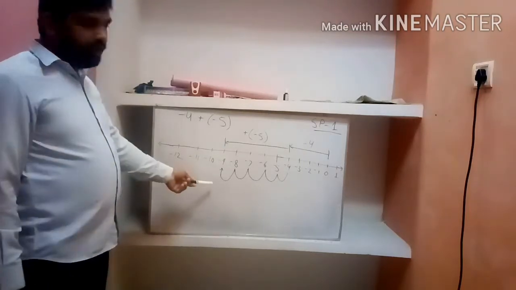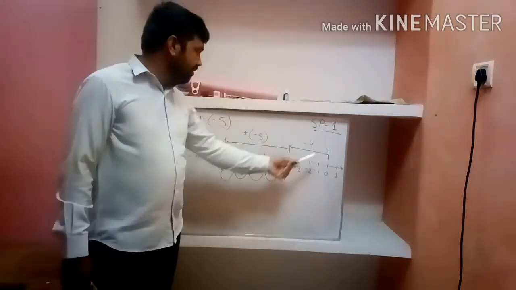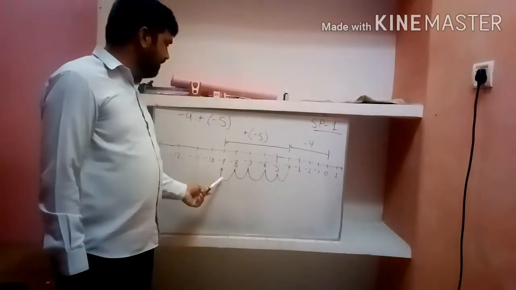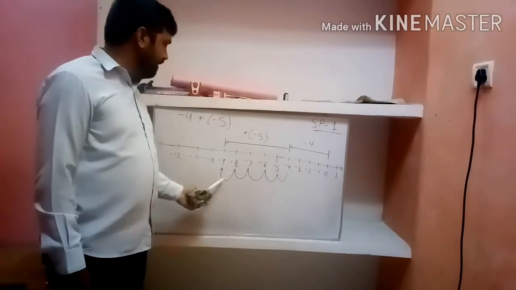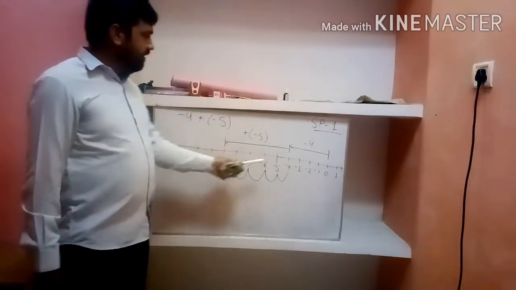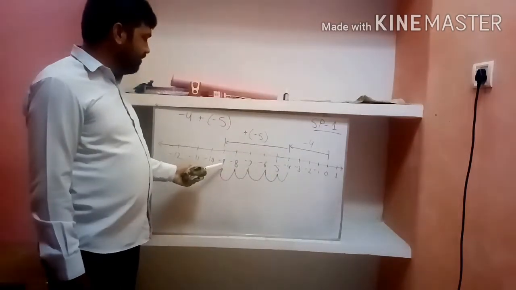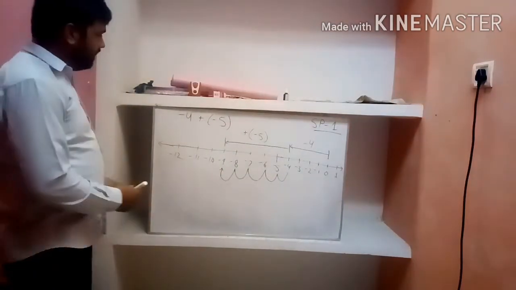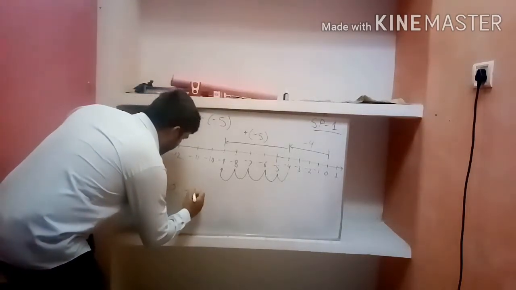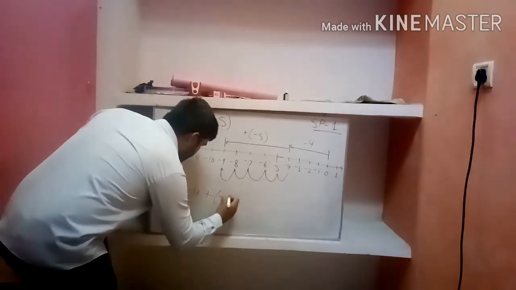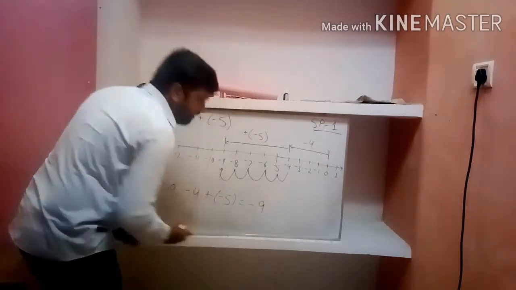So see what we got, the sum -9. So here we got the result: -4 plus -5 gives us -9. So -4 plus -5, we got -9. So we got the result that -4 plus -5 equals -9.